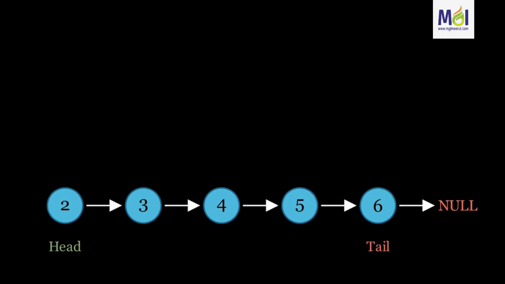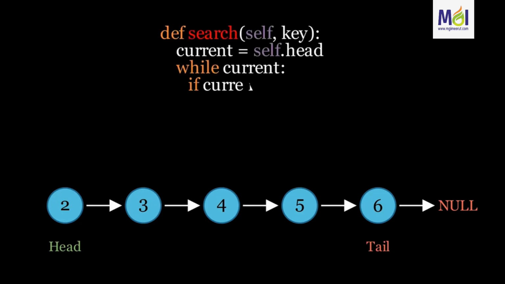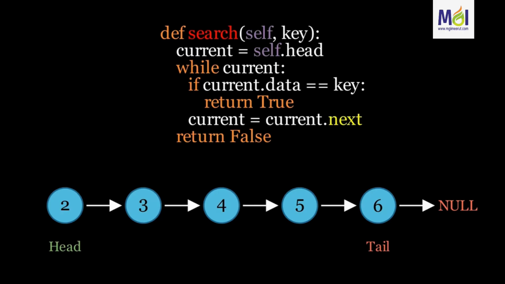Now let's remove these address labels to make more room on the screen. The next operation is searching for an element, which is quite similar to traversal. We'll start by defining the function with a key or target element as the input parameter. Inside the function, we'll create a variable called current, initially set to the head node. We'll run a loop with the condition while current is not None.